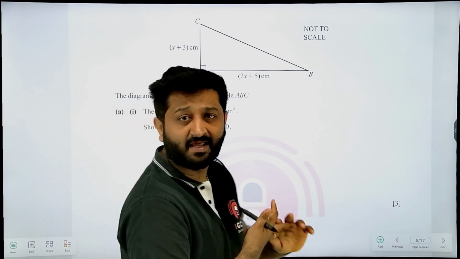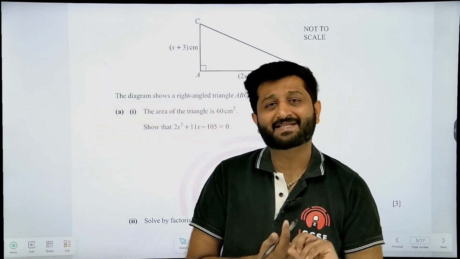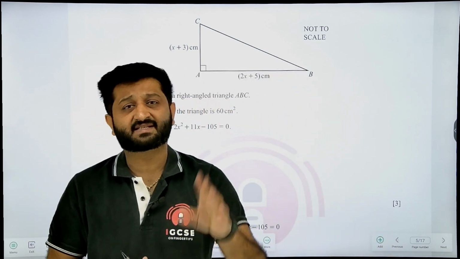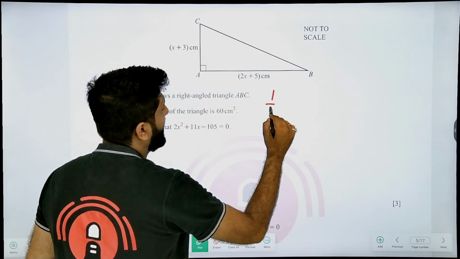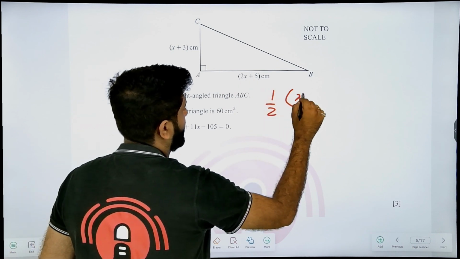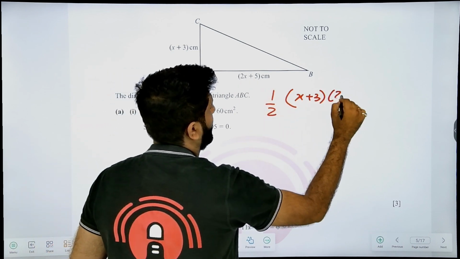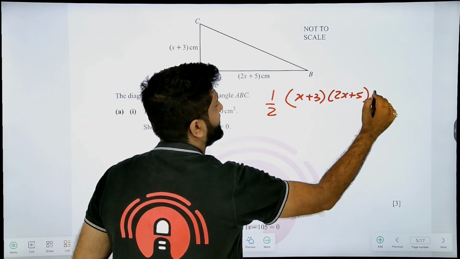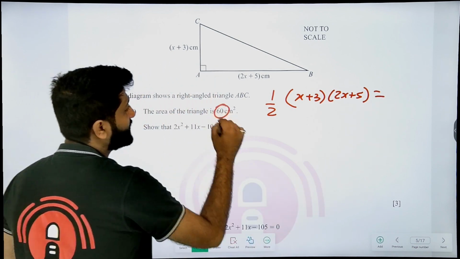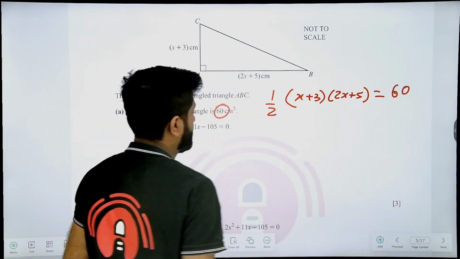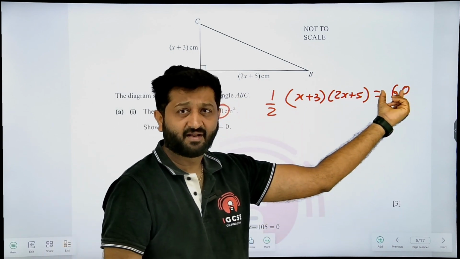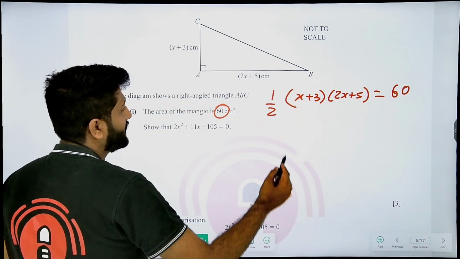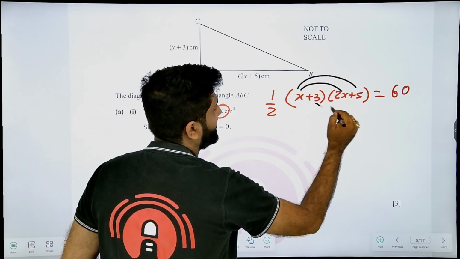So I'll just apply the formula of area of triangle. What is the area of triangle? The area of triangle is half base into height. So I can say half, the base is x plus 3 and the height is 2x plus 5. This should be equals to 60. So let me do one thing. Let me take 2 on the right hand side, and let me expand this.